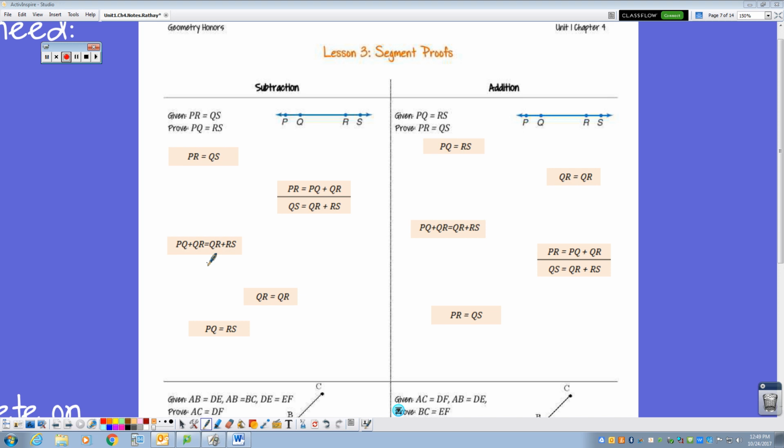Okay, so we have our proof in order. Now we just have to link these boxes together and fill in some missing reasons. And I'm going to do some highlighting and annotating to try and make it a little bit more clear what's happening in this proof.